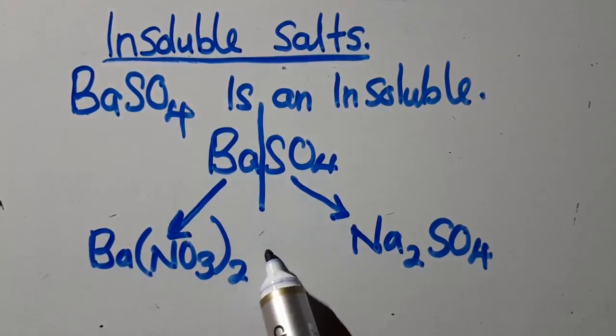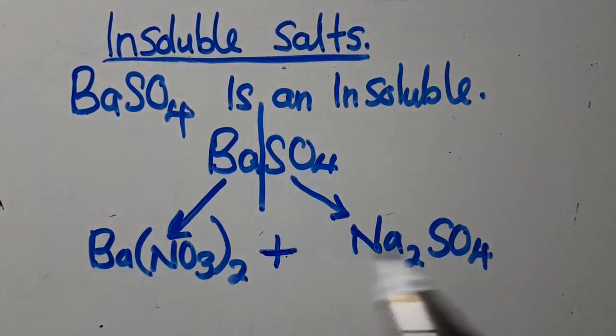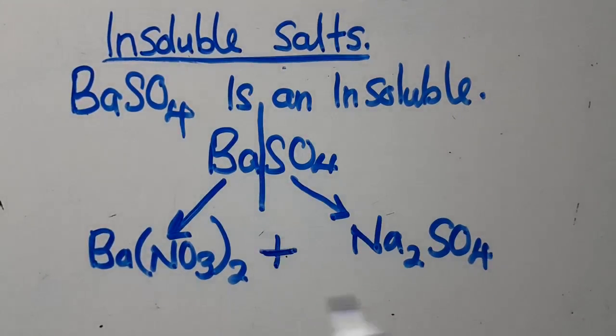These are two soluble salts that will be combined to form what? To form barium sulfate. So when you combine these two, you are going to form barium sulfate and another soluble salt, which is sodium nitrate. This is what is happening. So hope you've seen how I've gotten this. This is not to say these are the only ones.